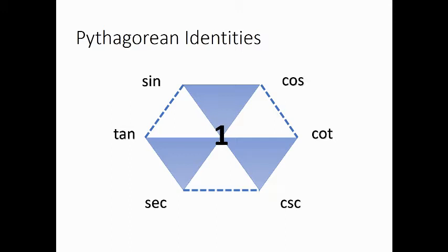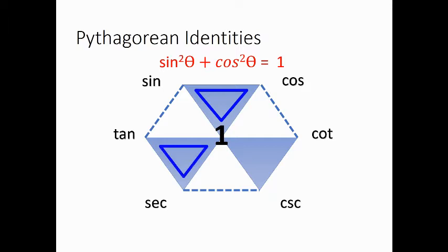We have 3 Pythagorean identities that we can trace by following a clockwise direction in each inner triangles in the hexagon. We have sine squared theta plus cosine squared theta is equal to 1. We have tangent squared theta plus 1 is equal to secant squared theta. And finally, we have 1 plus cotangent squared theta, which is equal to cosecant squared theta.